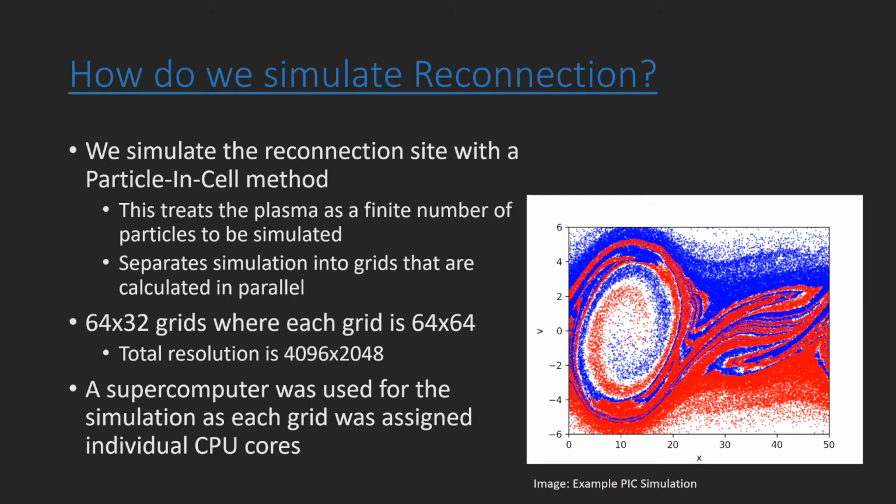So the resolution we had was 4096 by 2048 pixels. It was made up of 64 by 32 grids. And then each grid was 64 by 64. So that's how we get that resolution. And we used a supercomputer to actually get the resources to simulate this, as each grid was assigned at least one of its own CPUs so that we could run it in parallel.